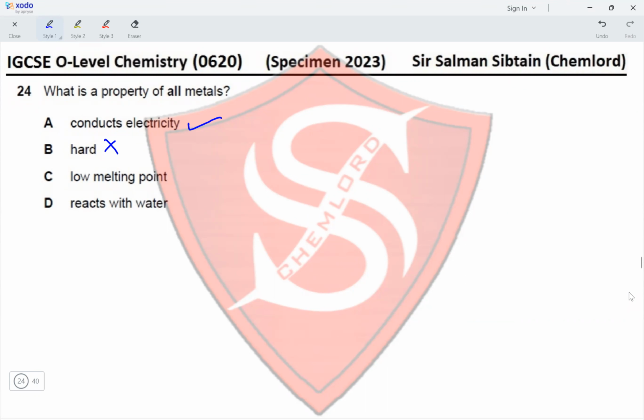Transition elements have very high melting points. And reacts with water? No. Aluminium does not react with water. Aluminium is a metal. Therefore, option A is the correct option for this question.